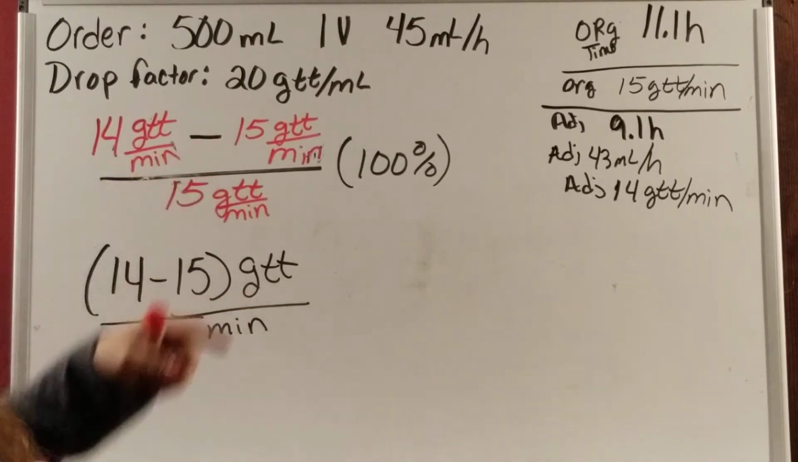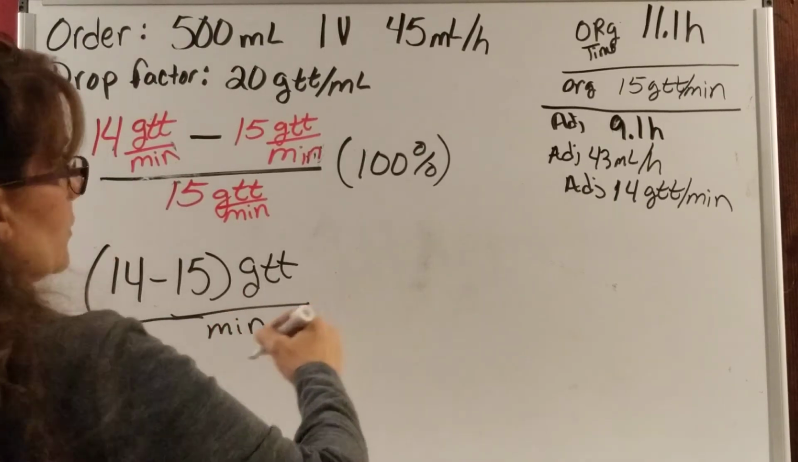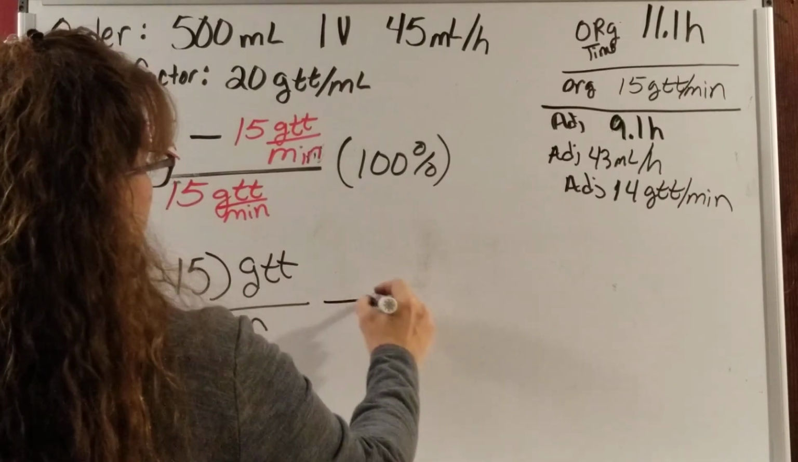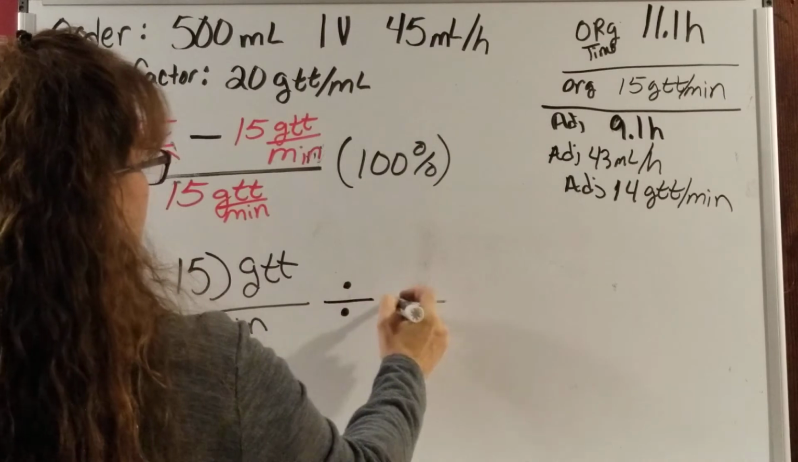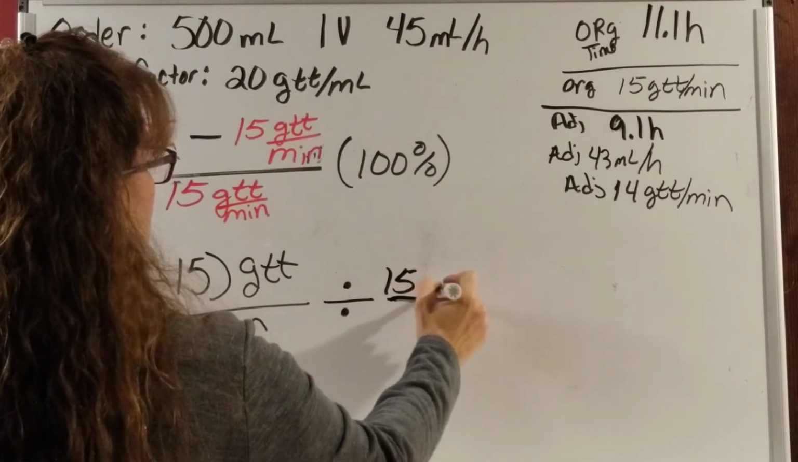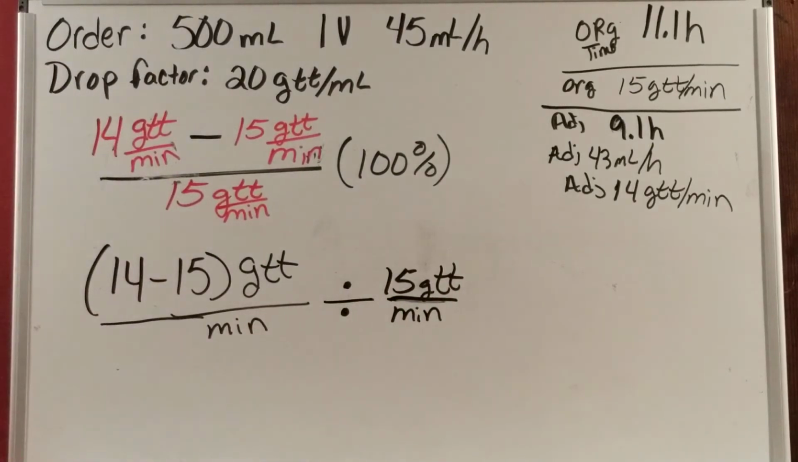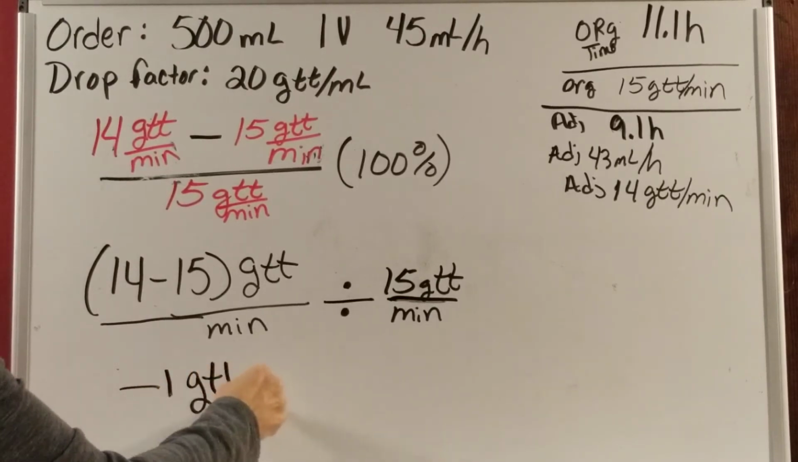I'm going to rewrite the whole thing because I'm going to show you where the basic math comes into play, and I'm going to show you what happens to those units. And I got divided by 15 drops per minute. All right, of course, we can clean that up. 14 minus 15 is a negative 1. And then we have drops per minute.